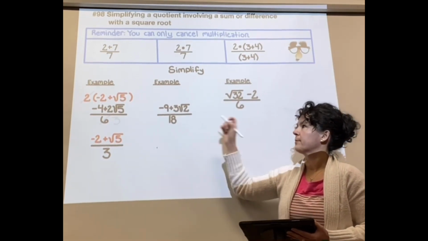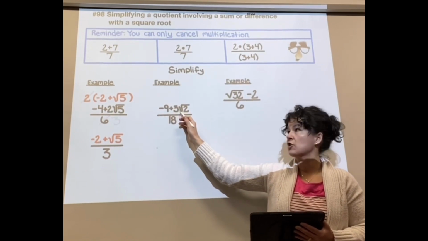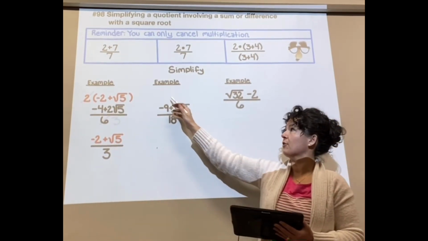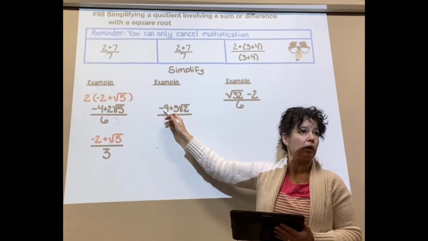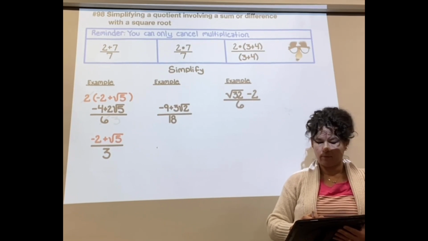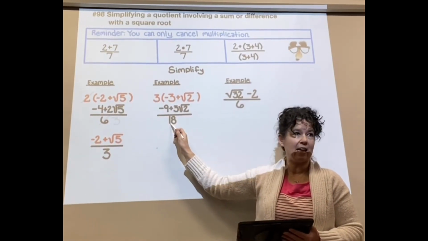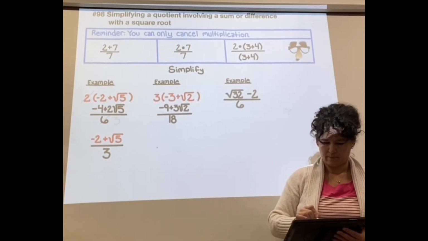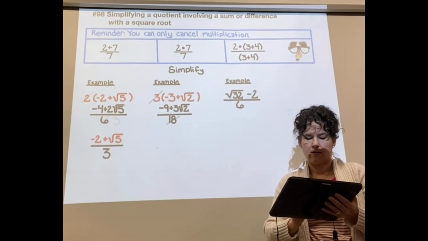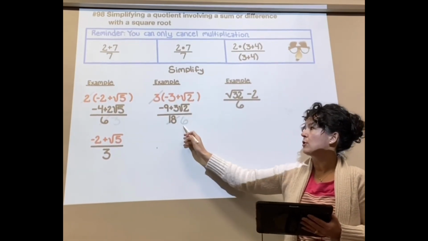Okay, so let's do the same thing on this one. Currently, I can't cancel the 9 and the 18 because there's addition here. So we're going to turn this into multiplication by factoring. So what's a number that fits into both 9 and 3? 3. Okay, so if I take a 3 out front, then 3 × -3 will get me back to -9, and 3 × √2 will get me back to √2. Taking out that 3. Now this 3 and this 18 can cancel. So I'm going to cancel this 3 and cancel the 18. And then 3 fits into 18 6 times. And so my final answer is -3 + √2/6.